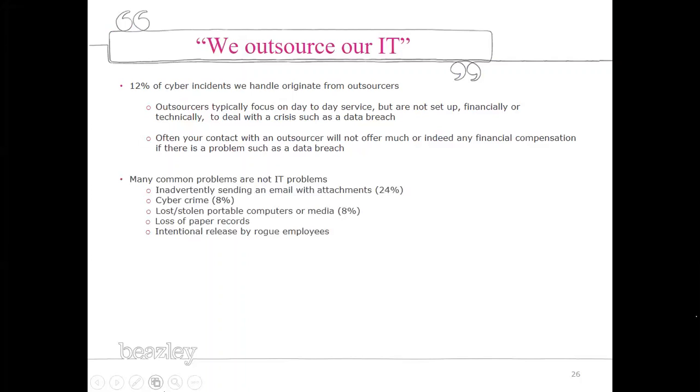And then more widely, outsourcers can solve problems, they can cause some problems, but this is a list of things which outsourcers cannot help at all with. So if you send an email with the wrong attachments or the attachments to the wrong person, then obviously an outsourcer isn't going to help with that. Cyber crime or fraudulent transfer cases, they won't help with either. Loss of paper records, or like that Manchester IFA who had a rogue employee. So an awful lot of cyber problems, the majority of them, are probably not IT problems in our experience.